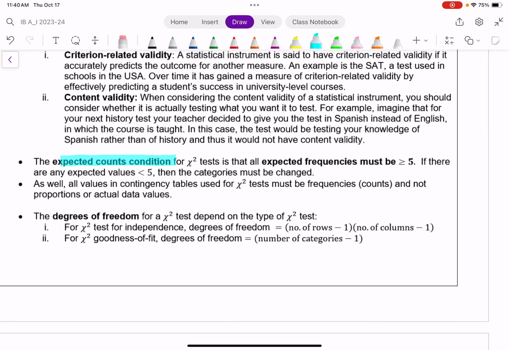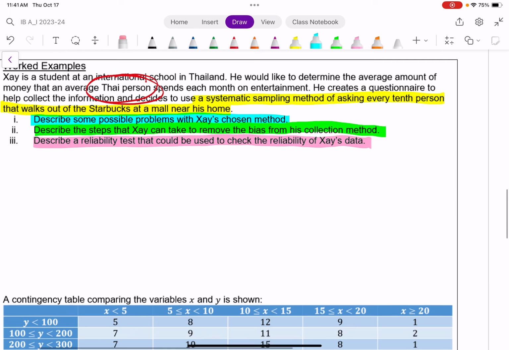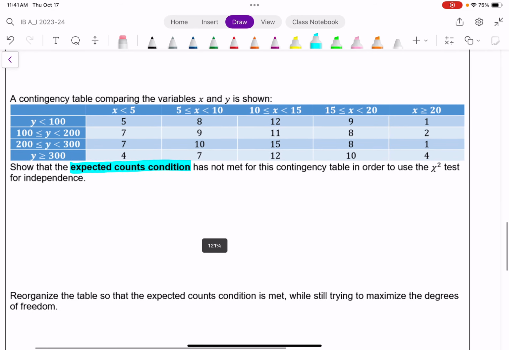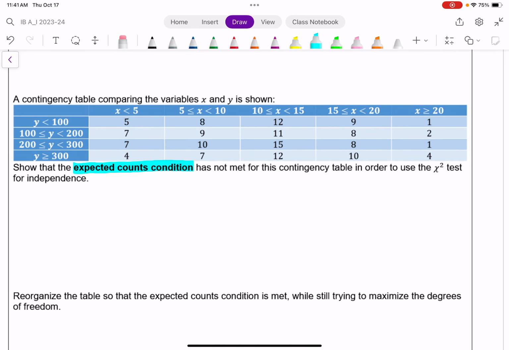The expected counts condition is that all the expected frequencies or the expected values must be at least 5, if not greater. If they're not, it's not so much that we can't perform the tests, or that we have to ignore all the data, but we have to rearrange or adjust our categories. So if I look at this data here, which just says X and Y, and doesn't actually state what they represent, it's hard to tell right away why this doesn't meet the expected counts condition.